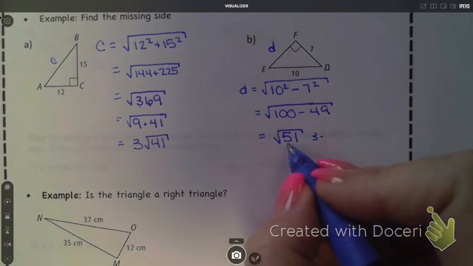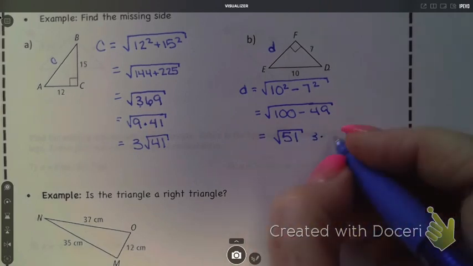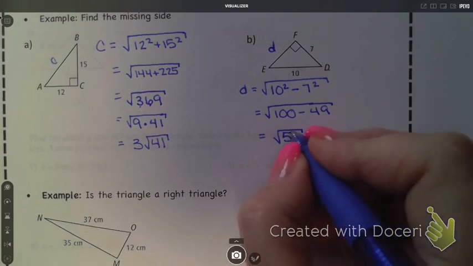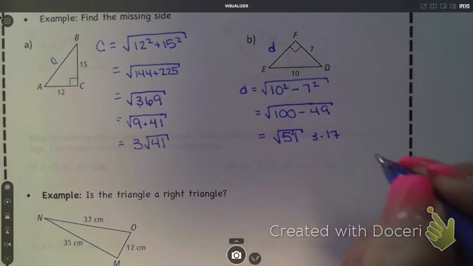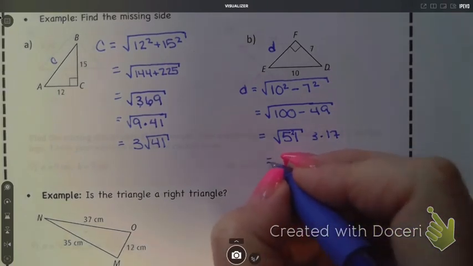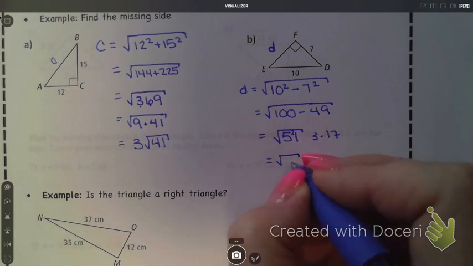Well, 3 goes into 5 how many times? 1, with 2 left over, so that's 21. 17. So I got 3 and 17. Doesn't help. So my answer is just the square root of 51.